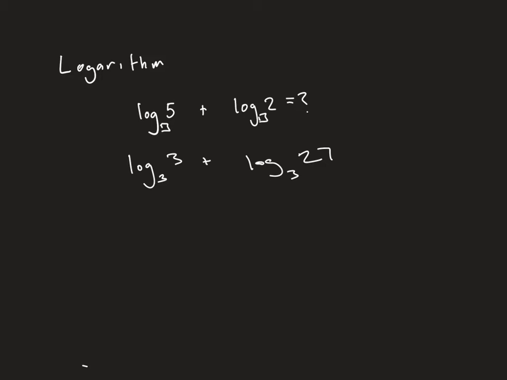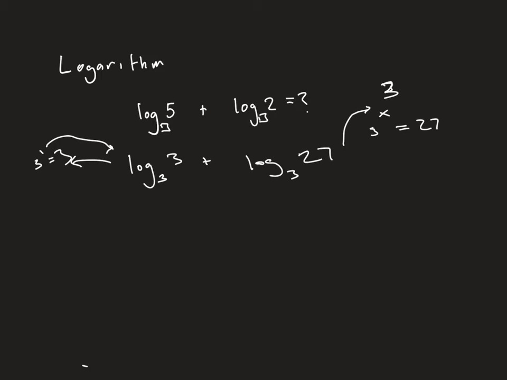So obviously we could solve each log individually, meaning what is log base 3 of 3? Well, that's 1, because 3 to the power 1 equals 3, so that answer is 1. And this is 3 to what power is 27? Well, x in this case is 3, right? It's 3 cubed is 27. So the answer to this log is 3. So that means the answer is 1 plus 3, which is 4.